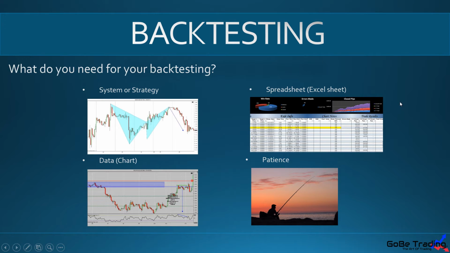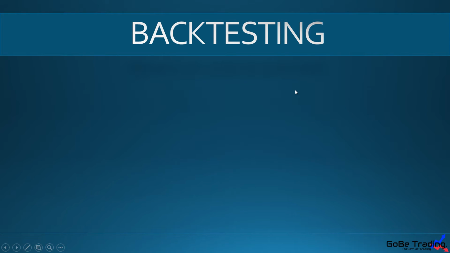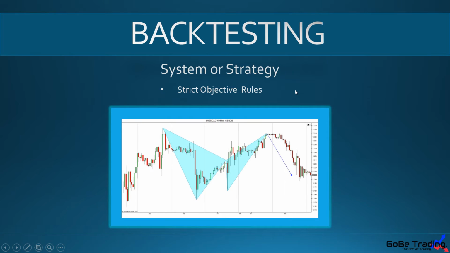So let's take a look at this now. Let's take a look at your system or strategy. Your system or strategy needs strict, objective rules. Why strict objective rules? Because it's gonna make your back testing easier. For example, this image right here, this is a bad pattern.